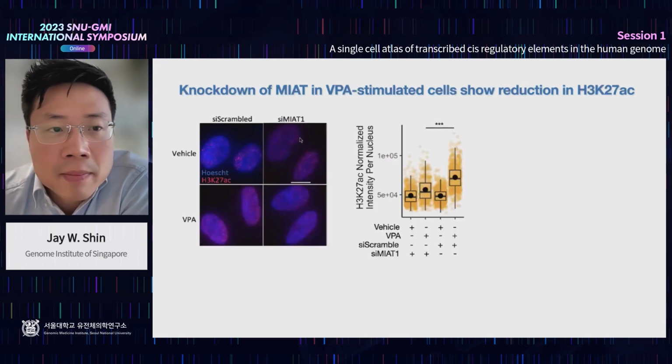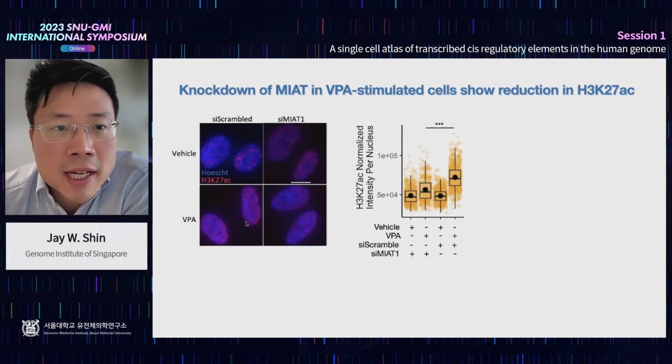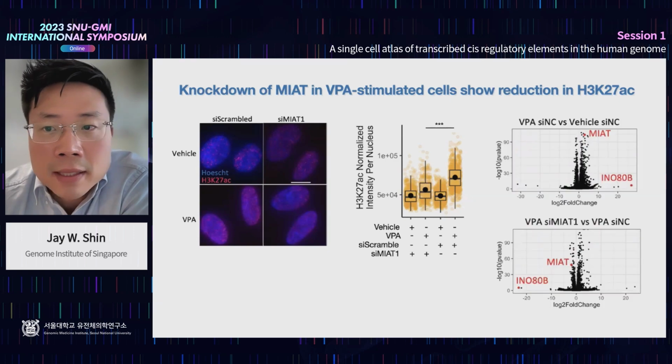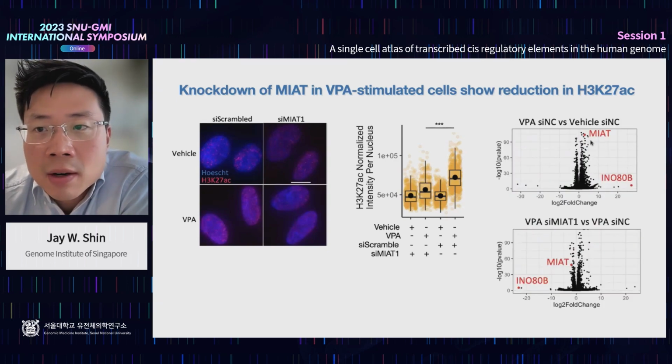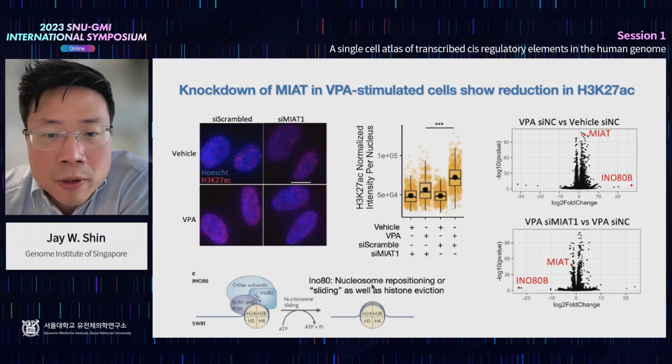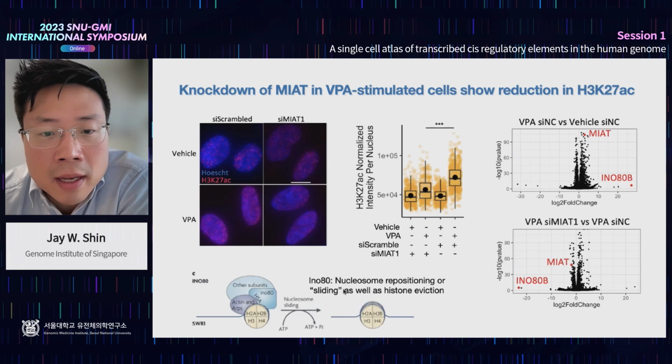So if we knock down this MIAT upon stimulation of DPA, we do see a significant decrease of H3K27 acetylation compared to the control, suggesting that MIAT does play a role in acetylation of the cells, and that one of the key genes that are dysregulated upon knockdown of MIAT is INO-ADB. And INO-ADB is a nucleosome repositioning factor that plays a role in the sliding of histones as well as histone addition in the chromosome.